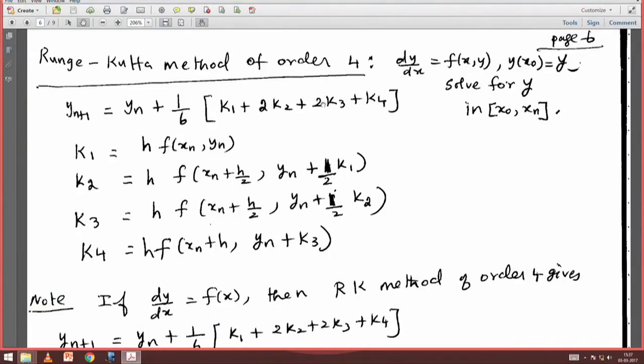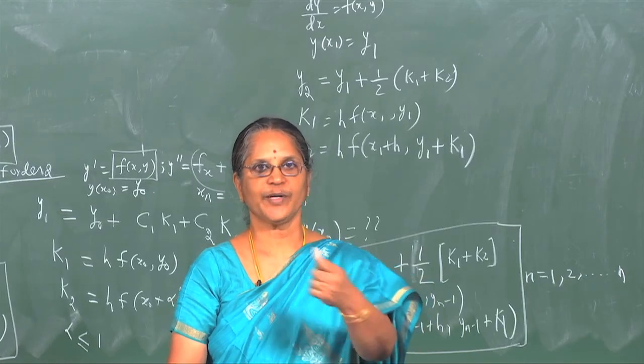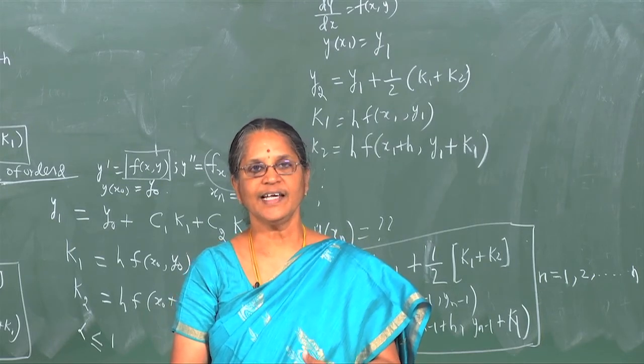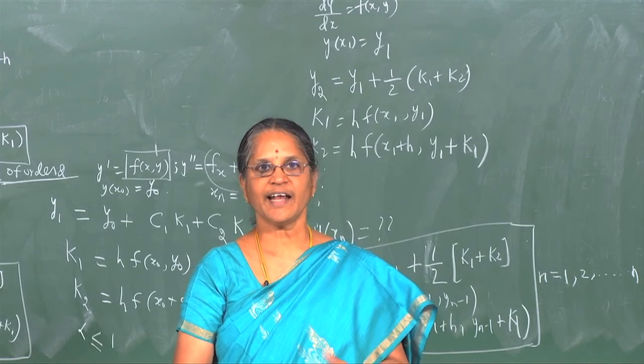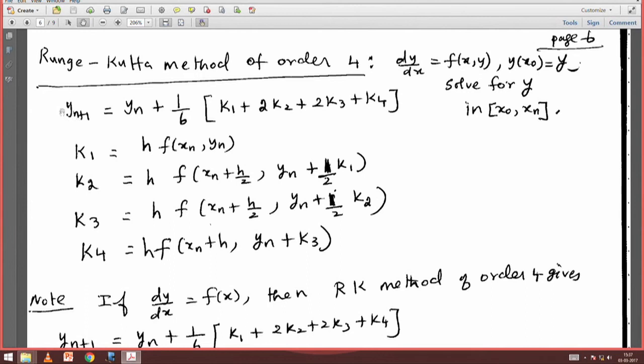Just one important observation, we need to solve for y in the interval x naught to xn plus 1. So, we divide the interval x naught to xn plus 1 into n plus 1 equal parts by means of points x naught, x1, x2, etc., xn, xn plus 1. So, any xi can be written as x naught plus ih, where i runs from 0 to n plus 1. That is why the solution is given here as yn plus 1 equal to yn plus 1 by 6 into the sum of these 4 terms.